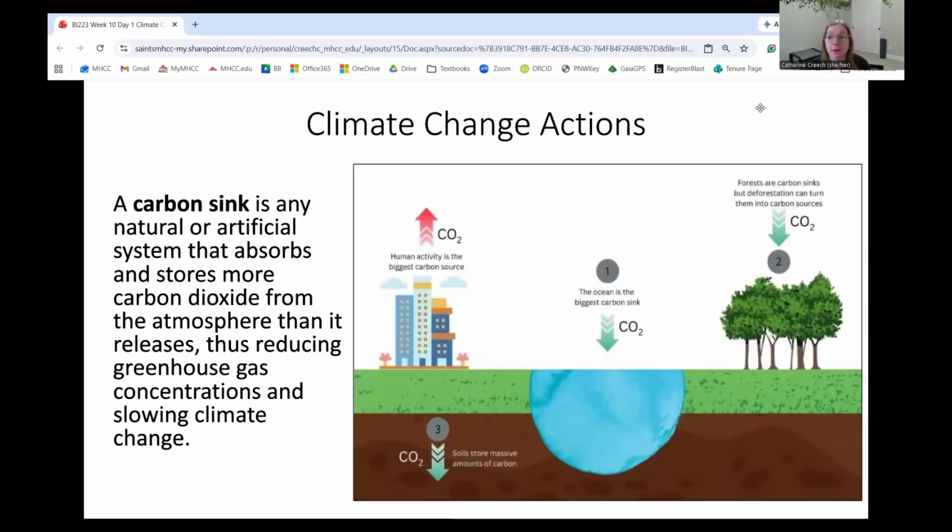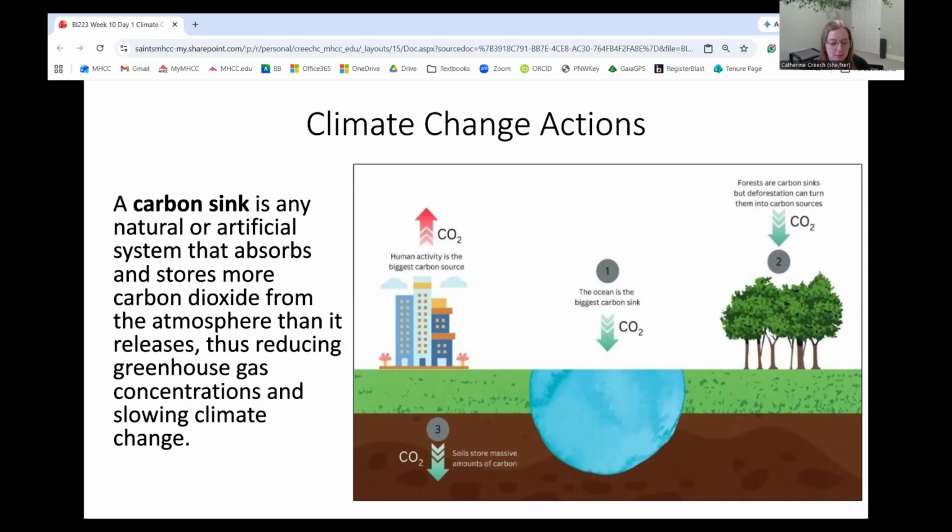One of the things that I always think about when considering what's being done is carbon sinks. A carbon sink is anything that naturally absorbs carbon dioxide, for example, trees or the ocean or soil. And then carbon sources are anything that's releasing carbon dioxide, like burning fossil fuels, but also cellular respiration, right? I'm releasing carbon dioxide right now as I speak.